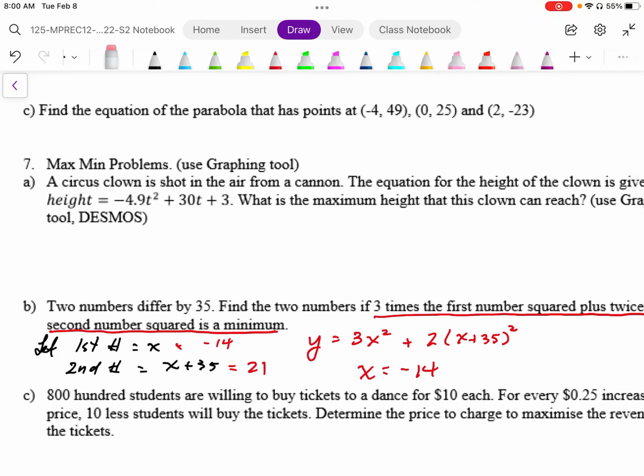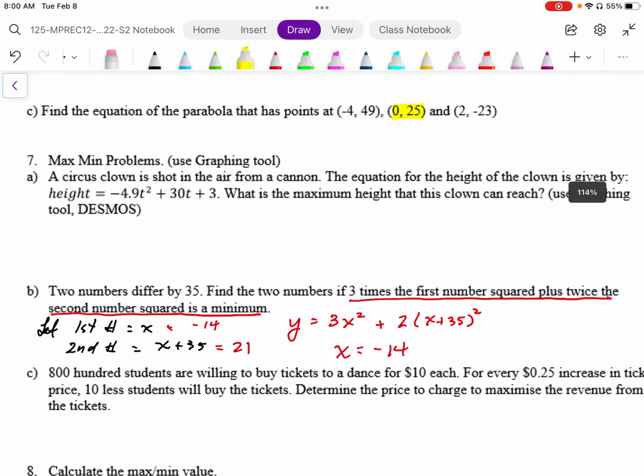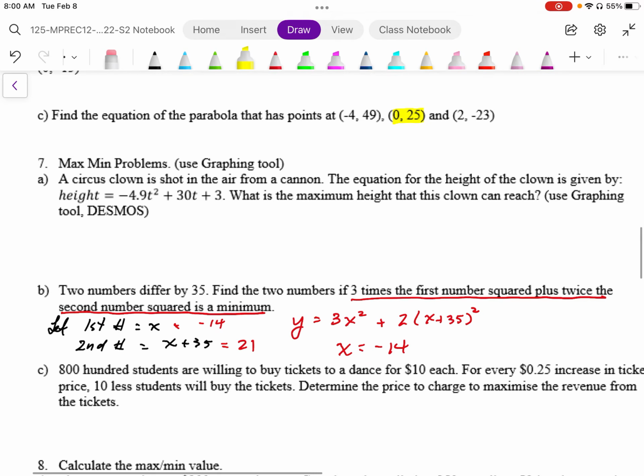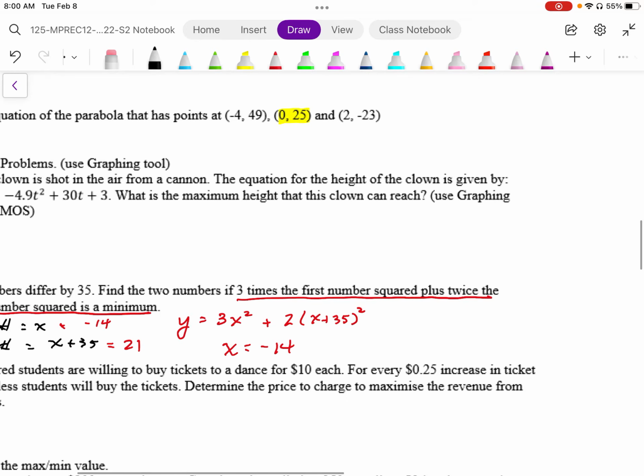So question 6C, this one's a little bit difficult because the points that are given, none of these points are symmetrical. We don't have a vertex here, so we have no idea of how to get the middle. So the only point that's really giving us any information is that one there, the y-intercept. So although we don't want to, we're kind of stuck with the y-intercept form of this equation.